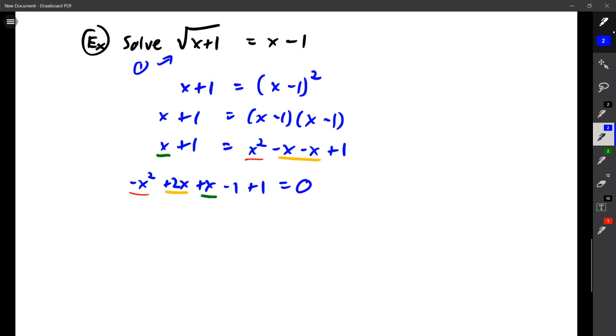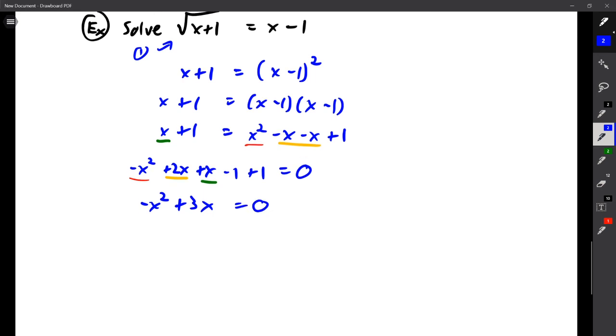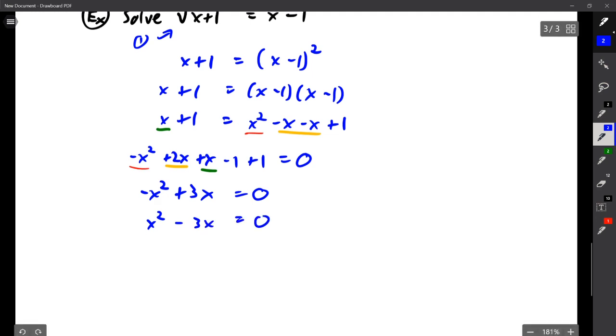Well, all right, so let's simplify. So I have a negative x squared plus 3x equals 0, because minus 1 and plus 1, they cancel each other out. Now, I don't like dealing with the negative x squared, so I'm going to reverse the sign of everything and say positive x squared minus 3x equals a negative 0, which is still just 0.